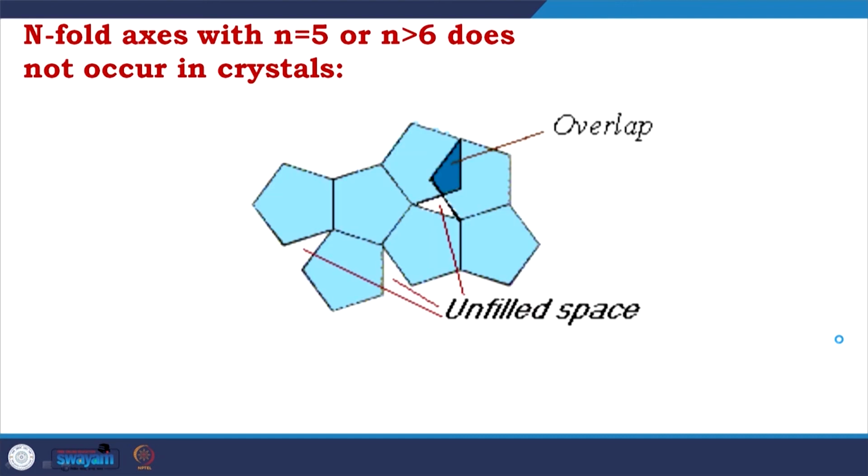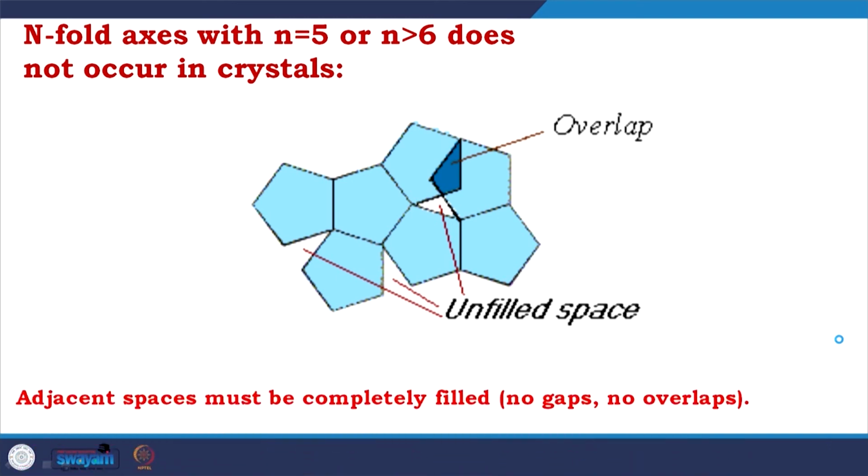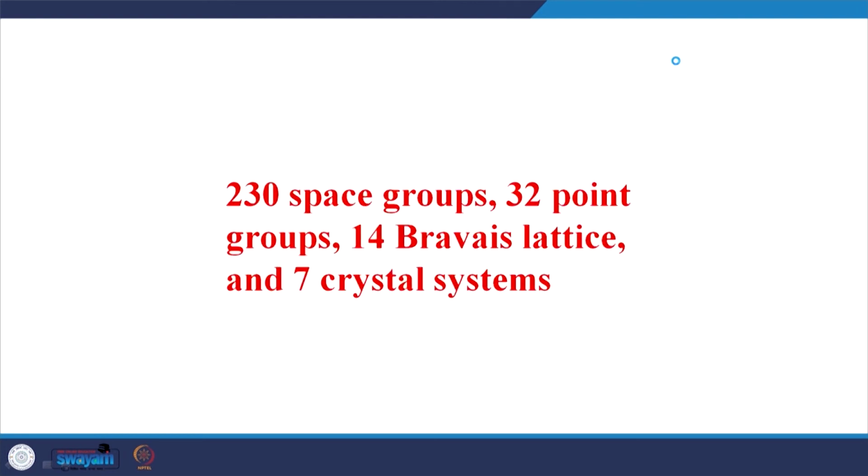I talked about n-fold axes where n equal to 5 or n greater than 6 do not occur in crystals, because in those cases there are overlaps and unfilled spaces which are not favorable for the formation of crystals. The adjacent spaces must be completely filled to get perfect symmetry, which comes with n equal to 2, 3, 4 and 6. Overall, there are 230 space groups, 32 point groups, 14 Bravais lattices and 7 crystal systems which we have discussed.